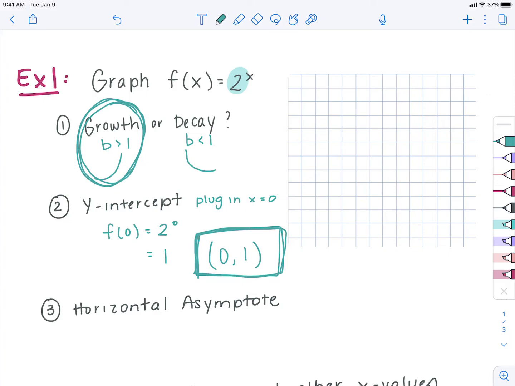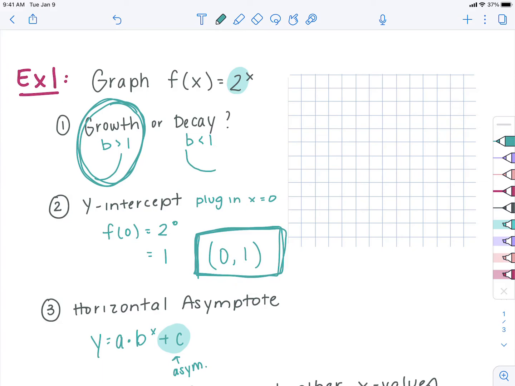Then I want to decide what my horizontal asymptote is. And remember, if we're looking just at the general equation for an exponential function, the asymptote is whatever we're adding or subtracting at the end. This is our asymptote. And our asymptote is always going to be an equation because our asymptote is a line, an imaginary line that our graph can't cross over.